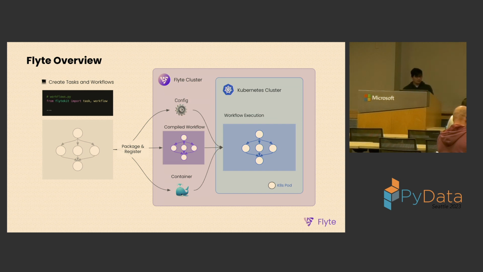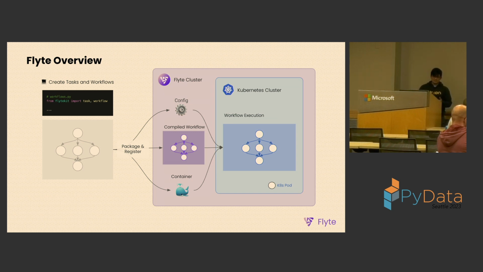So we go from having code on someone's laptop, where you have your DAG expressed using tasks and workflows, all the way through pods running in a Kubernetes cluster. And Flyte gives you this layer in the middle that gives you versioning and a way to track what the actual tasks are that are running. We do this by a process that we call packaging and registration.